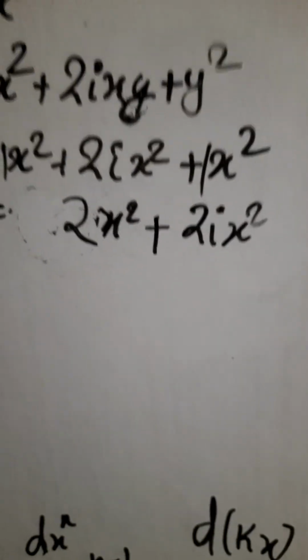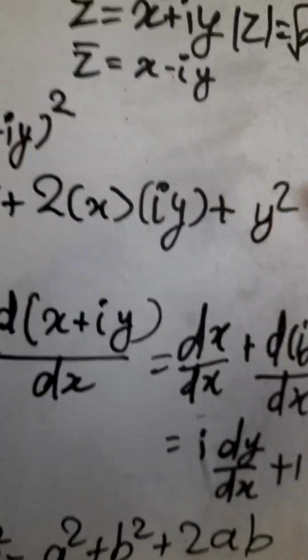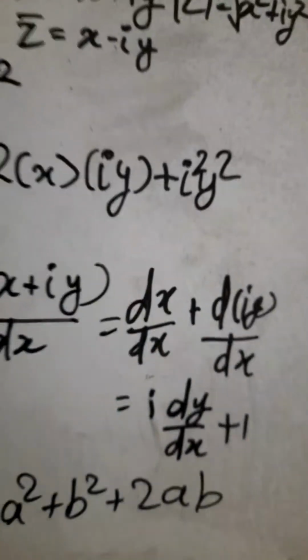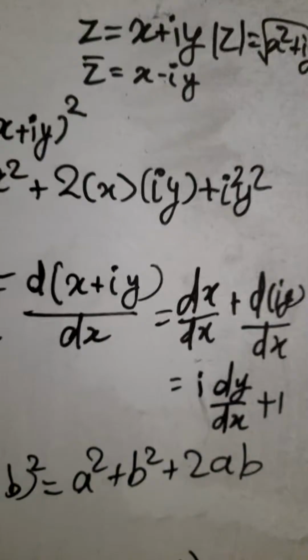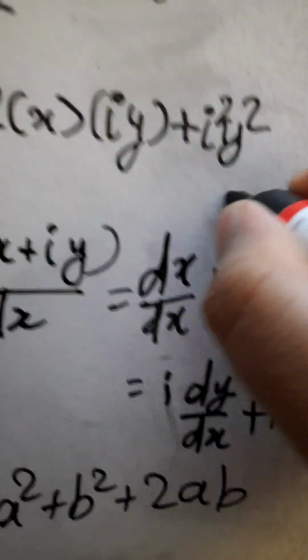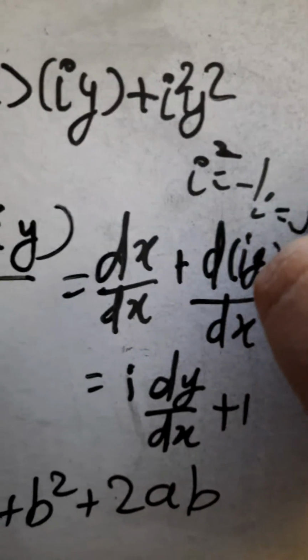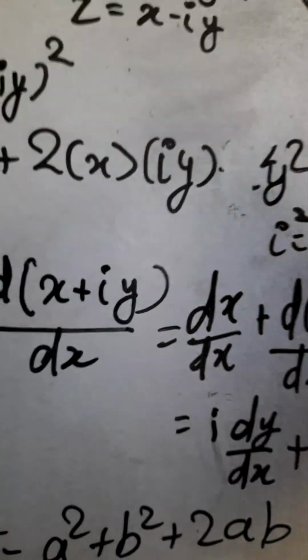Oh, wait a second. We actually have here iy square, because it was iy. So iy whole square is i square y square. So now we have i square. Most people would know i square is equal to minus 1, since i is equal to root minus 1. So then minus 1 into plus would be minus, because minus into plus is minus. So I did a huge mistake here.